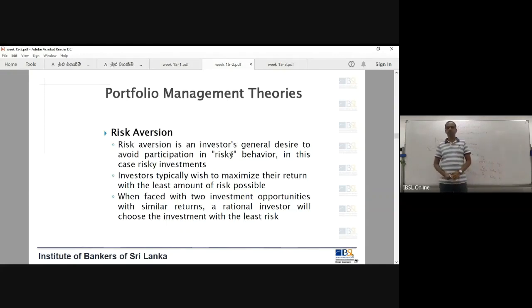Investors typically wish to maximize their return with the least amount of risk possible: maximum return for a given amount of risk. When faced with two different investment opportunities with similar returns, a rational investor will choose the investment with the least risk. So for two investments with a given amount of return, you go for the one with the lower risk, if you're rational, or risk averse.